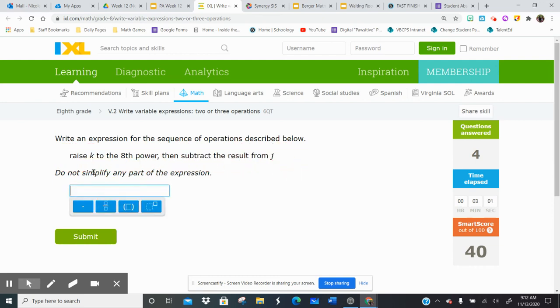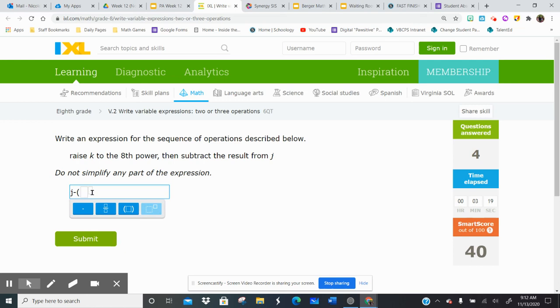All right, I'll do one more. Raise K to the 8th power. Then subtract the result from J. So this one gets different. Raise K to the 8th power, then subtract the result from J. So we're going to do J minus K to the 8th power.